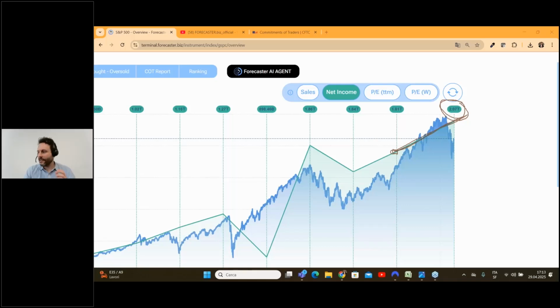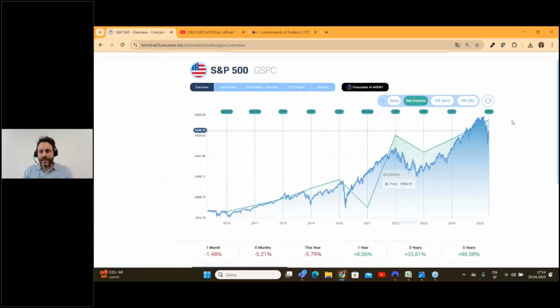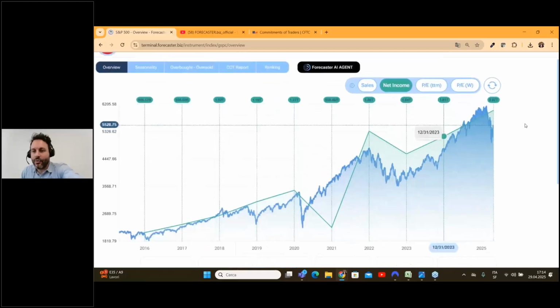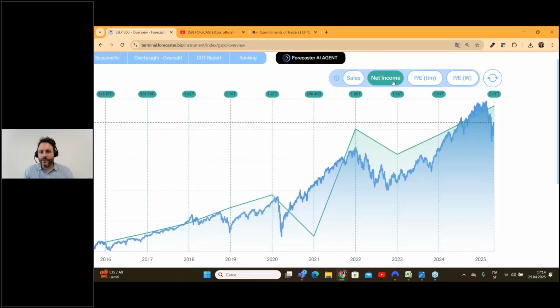And this is something very interesting because at the moment, even if Mr. Trump, the new United States president, is doing something crazy on the market with his tariffs and with everything else, the components of the S&P 500 are doing very well, net income speaking, okay?